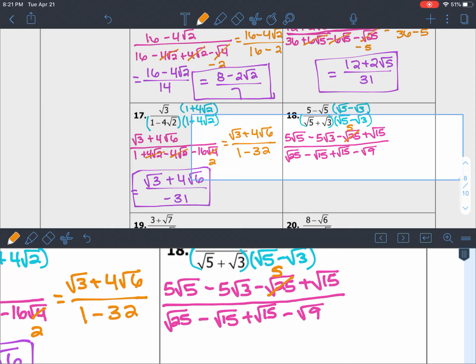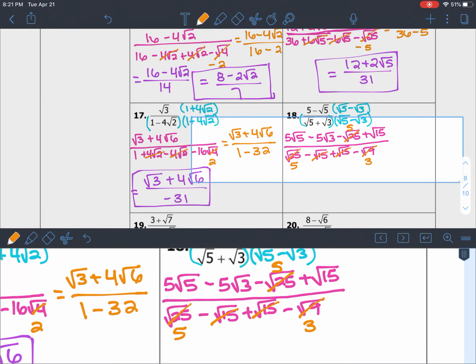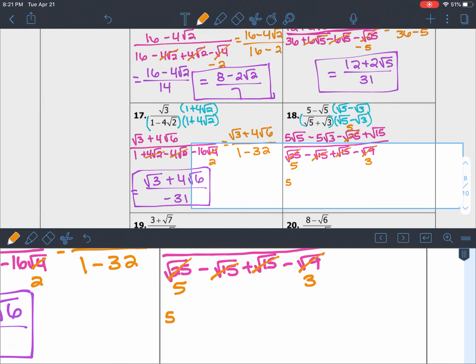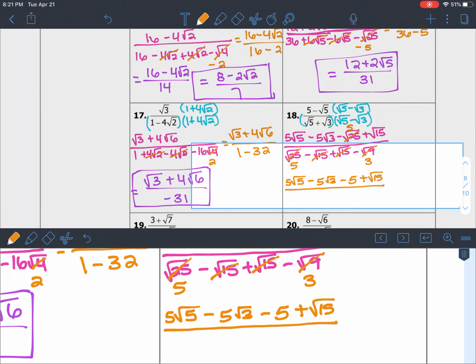So this is going to become 5. I can't simplify anything else on the top. This becomes 5. These guys are going to cancel out. And this becomes a 3. So on top we have 5 the square root of 5 minus 5 the square root of 3 minus 5 plus the square root of 15. And on the bottom, we have 5 minus 3.